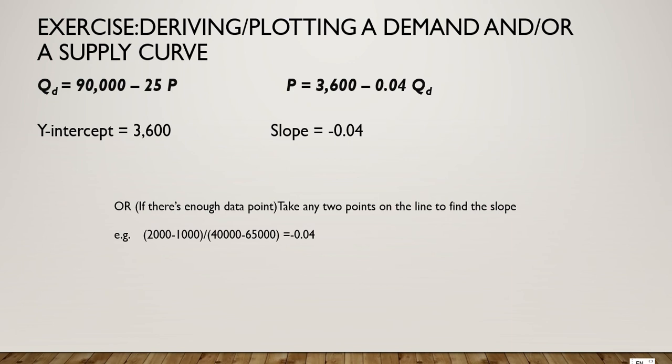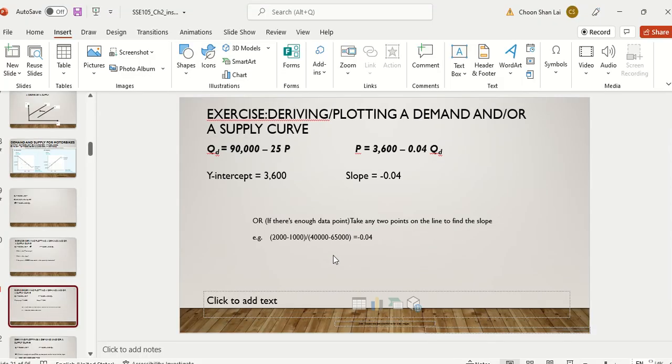Or if there is enough data points, that means at least 2 points on the line that you know the numbers, then what you can do is to take the difference between the y variable, which is in this case the P, and divide it by the difference between the two x variable, in this case that's Q. So you get this slope.